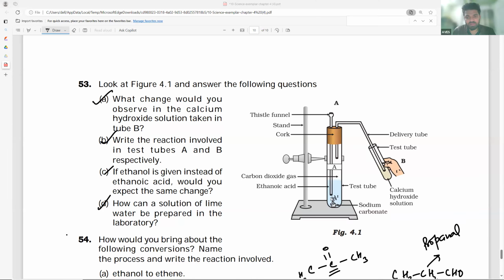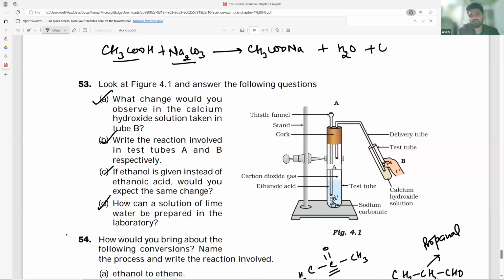It is ethanoic acid, and it turns milky with sodium carbonate. What change will you observe when calcium hydroxide is taken in test tube B? CH3COOH when reacted with sodium carbonate, Na2CO3, an acid with a metal carbonate, will give you the sodium salt of the carboxylic acid, CH3COONa, plus water plus carbon dioxide. This carbon dioxide reacts with calcium hydroxide, and it will turn milky.